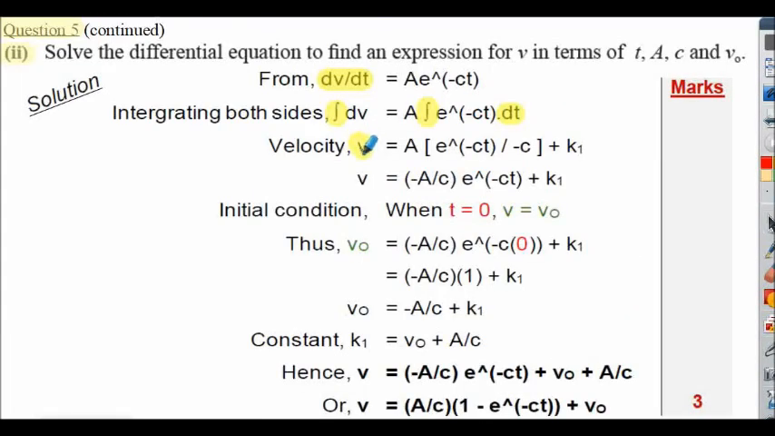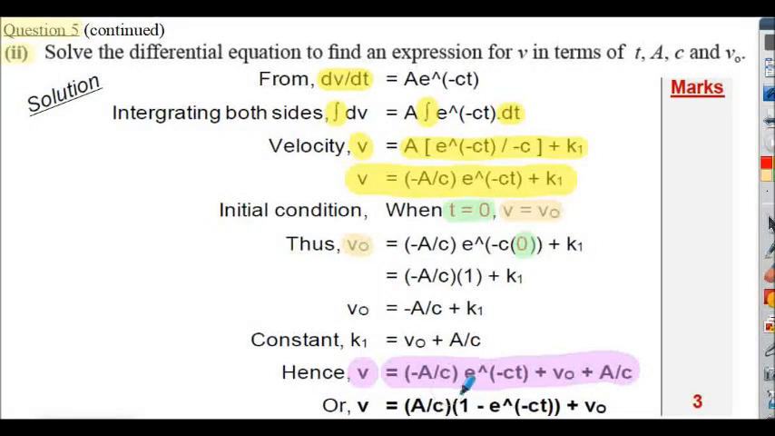So we generate an equation for velocity as a function of t. This is the solution containing the constant of integration, k1, and imposing our initial conditions, we derive our particular solution, shown here. An alternative factorized format is shown below. I'll let you review the solution at your own pace.